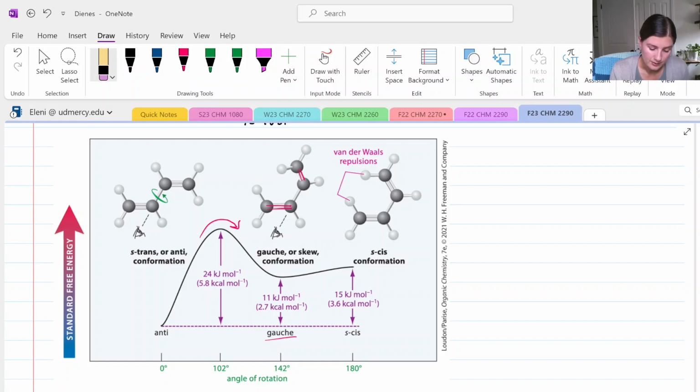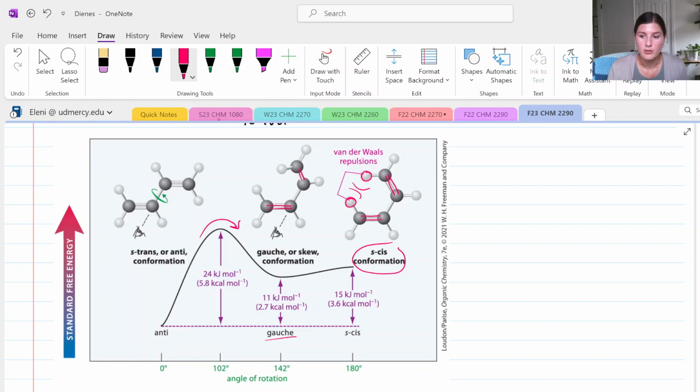And then lastly, we have the cis conformation where the double bonds are both in the plane of the paper, but they're on the same side of the single bond. So we have some repulsions between the hydrogen atoms that are bonded to the carbons, or whatever groups are bonded to the carbons here and here. And so that's the highest energy conformation.